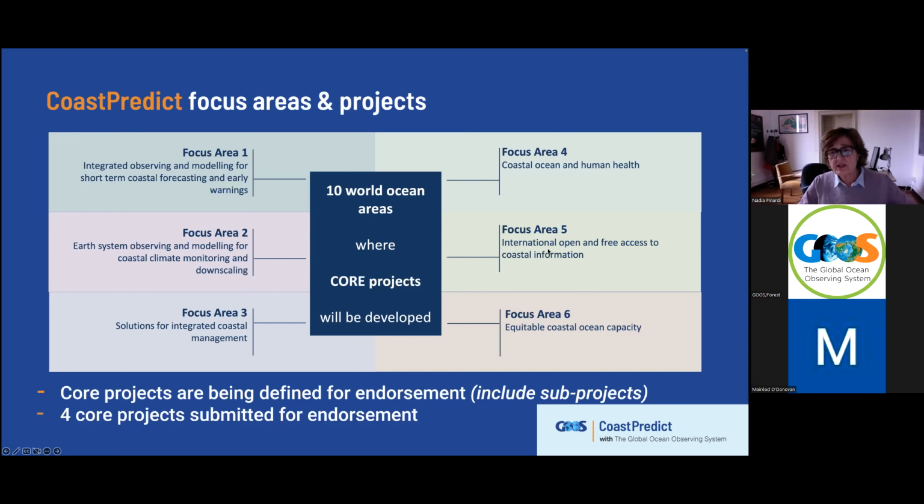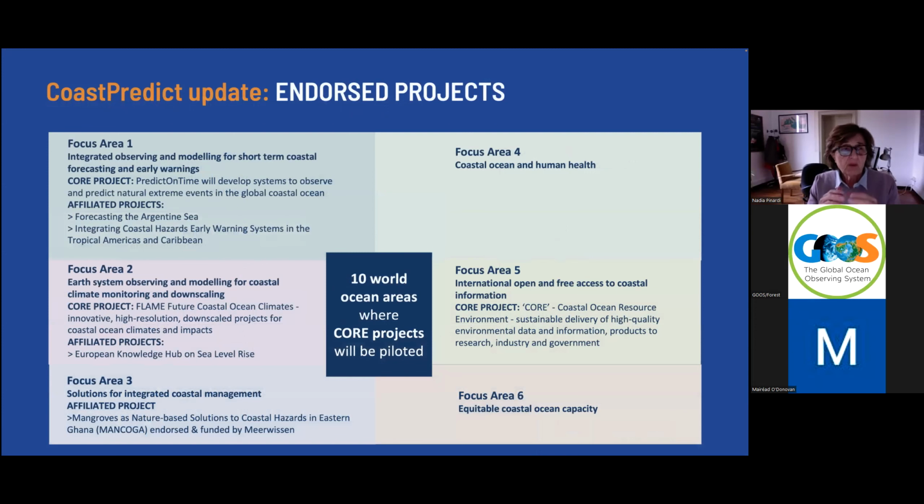The cross-cutting one is the international open and free access information system that we need to build out of the coastal information with the new technology. And then the focus area, which also is a cross-cutting part. We thought of working with core projects in these areas and keep a continuous running of ideas across the areas. So we have now at this point one core project with an implementation plan which is called Predict on Time, which will develop a system to observe and predict natural extreme events in the global coastal ocean.